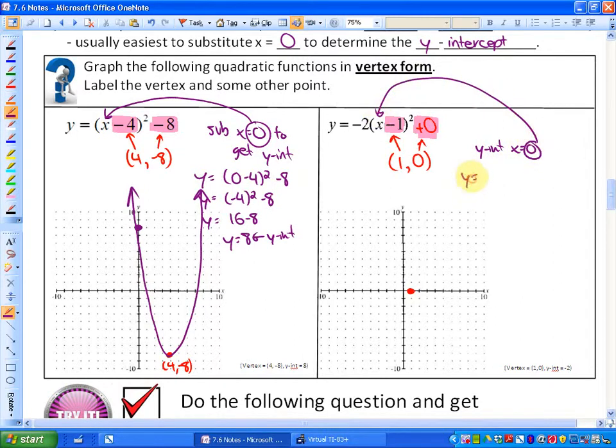So it'd be y is equal to negative 2 times 0 minus 1 squared, which is negative 2 times negative 1 squared. Negative 1 squared is positive 1, so that's negative 2 times positive 1, which is negative 2. So that's your y-intercept, which is right here. And we knew that this function opened down based on the coefficient being negative.